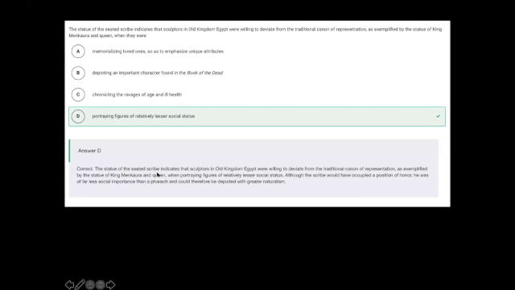The statue of the seated scribe indicates that sculptors in Old Kingdom Egypt were willing to deviate. That means move away from the tradition, as exemplified by the statue of King Mankaura and Queen. This is exemplifying the tradition when portraying figures of relatively lesser social status. Although the scribe would have occupied a position of honor, he was of far less social importance than a pharaoh and could therefore be depicted with greater naturalism. Boom.